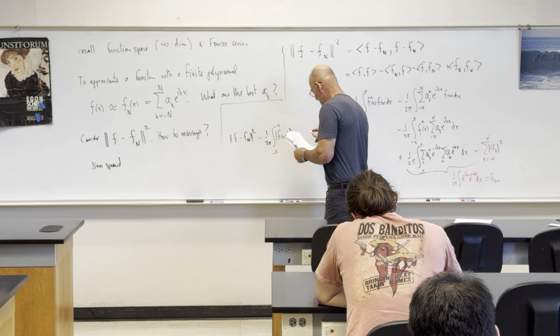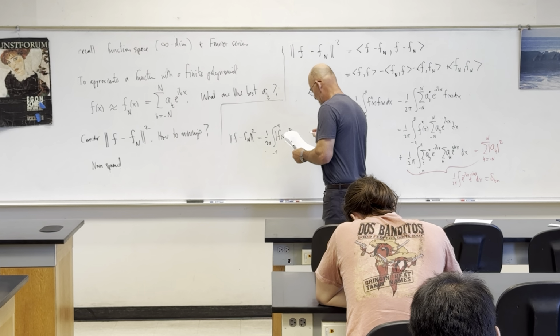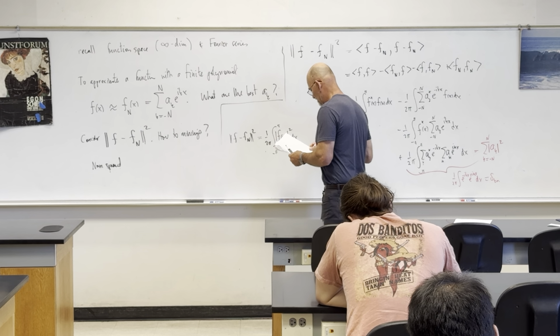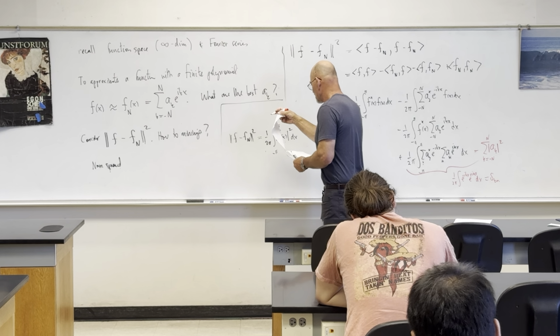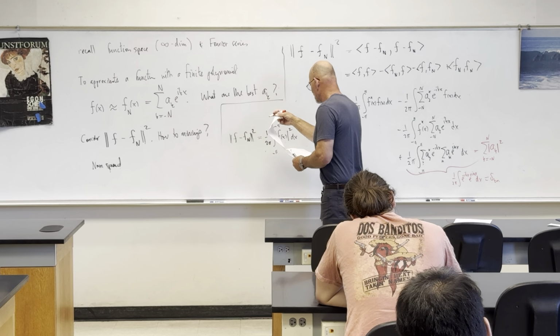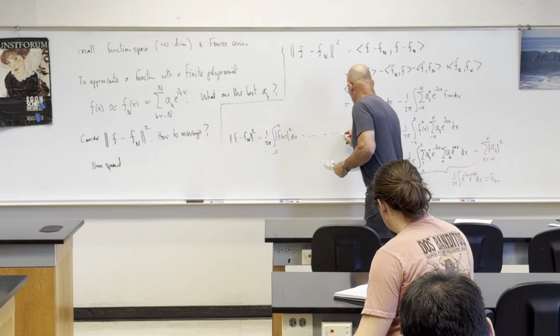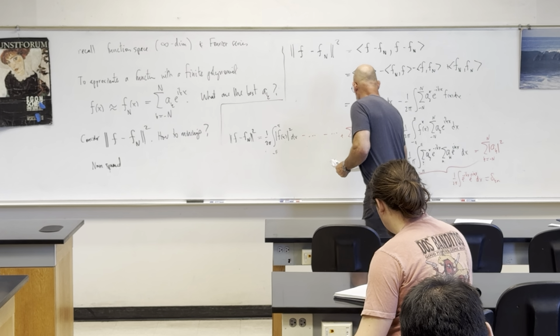And I'll put those here. So, minus this one, minus that one, and plus the sum of the magnitude of a sub k squared, k equals minus n to n. Because the next step is the minimization.